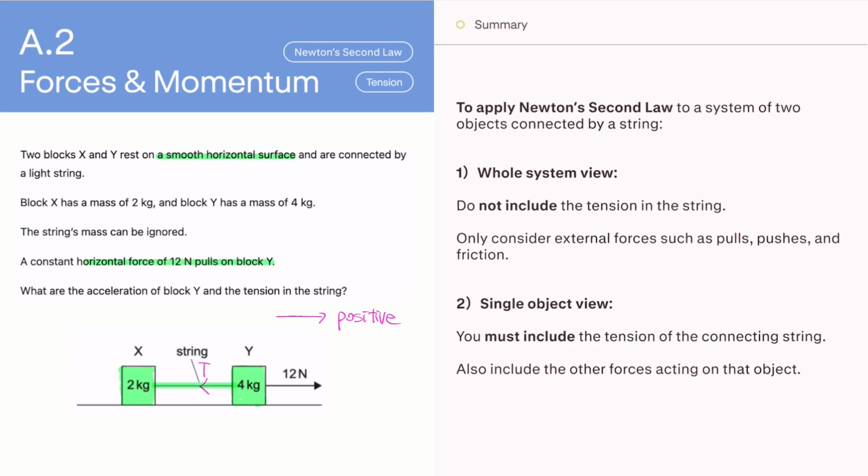Let's summarize the general approach to this type of problem. If you apply Newton's second law to the whole system, do not include the tension in the string. Only consider external forces like the pulling force, pushing force, and the friction. On the other hand, if you apply Newton's second law to one object only, you must include the tension of the connecting string, along with other forces on that object.